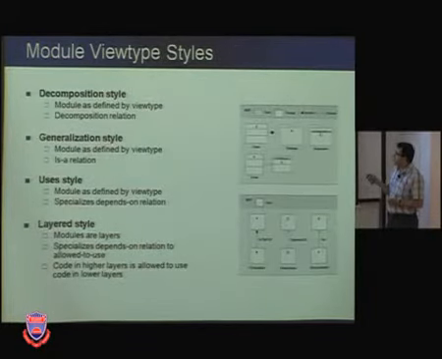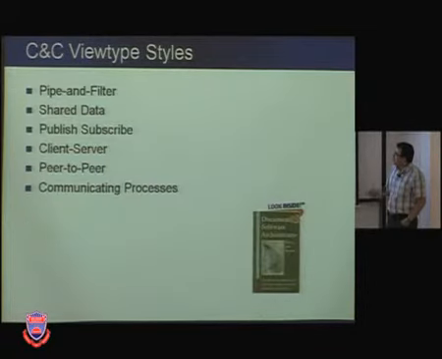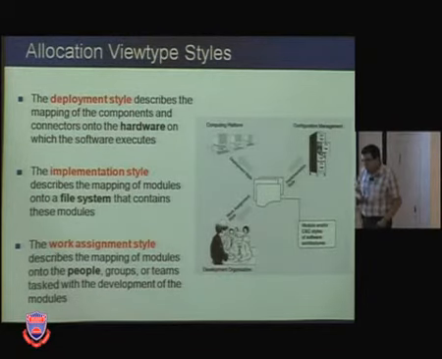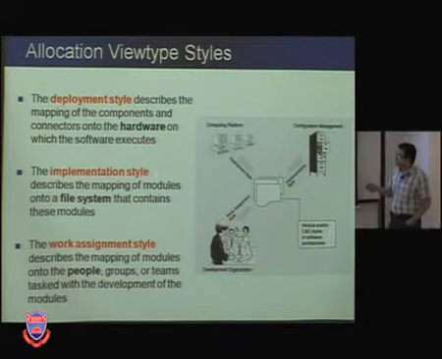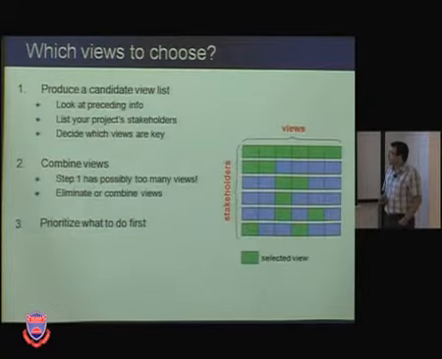These are the predefined styles in the Views and Beyond approach, where we have the four predefined module styles, the component connector view type styles, these six, and the allocation view type, which maps software to non-software units. These could be, interestingly, hardware, but also a file system, and teams or people or organizations. Okay, so allocation of software to any non-software element.